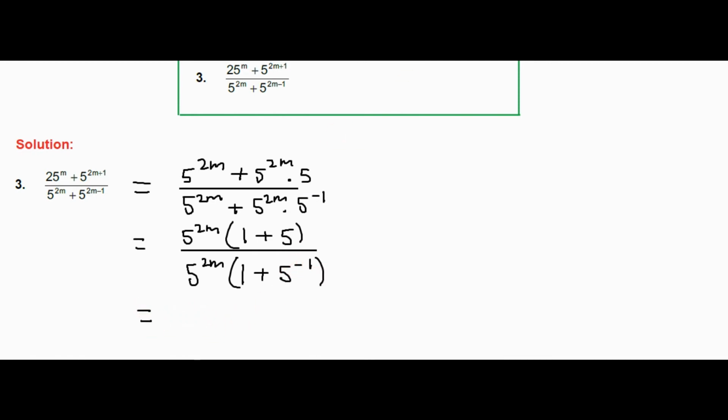The 5 to the 2m's cancel, and now we are left with 6 in the numerator and 1 plus a fifth in the denominator. Now 1 plus a fifth, of course, is 1 and a fifth. And writing this as an improper fraction, 5 times 1 is 5, plus 1 is 6. So it's 6 over 5.